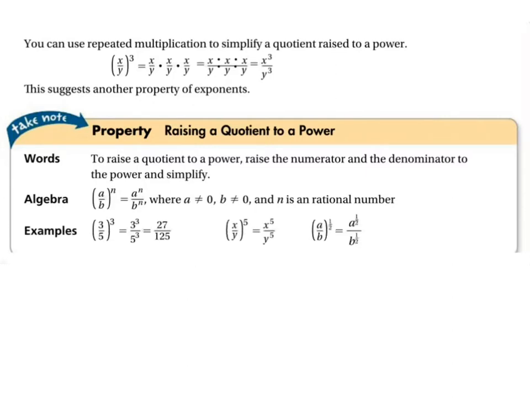Okay, so what does this look like? Well, here's what it looks like when they are talking about simplifying. They say, if you have 3/5 to the third power, that's just 3 to the third power on top and 5 to the third power on the bottom, which then you can simplify by multiplying them out. Now here, x over y to the fifth, x to the fifth on the top, y to the fifth on the bottom. And same thing here with a and b to the 1/2, they each are raised to the 1/2 power. And we're going to see how that plays out in a minute. So let's check out some problems.